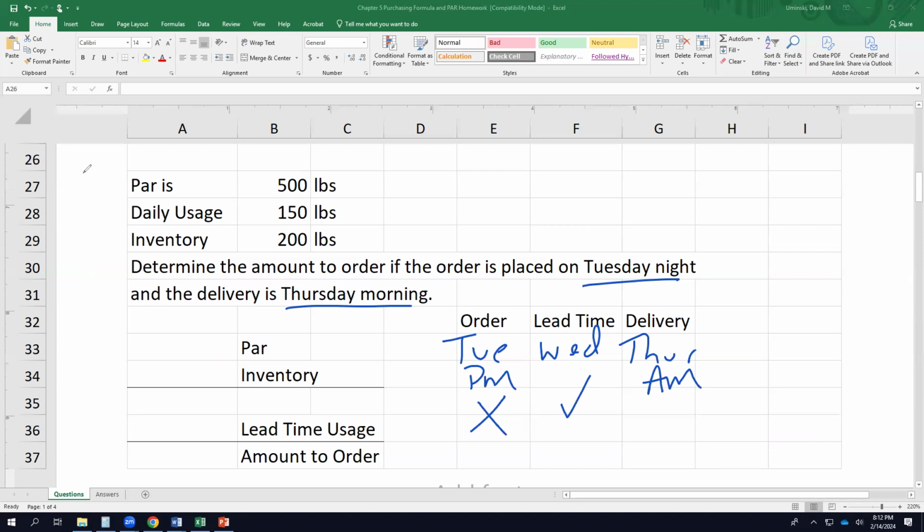And Thursday AM, the delivery happens before I open. So that means I have no usage, no lead time usage. I have no usage between the order and the delivery. So in this case, it looks like 3 days, but in reality, it's only 1 day for our lead time usage. So lead time is only 1 day.